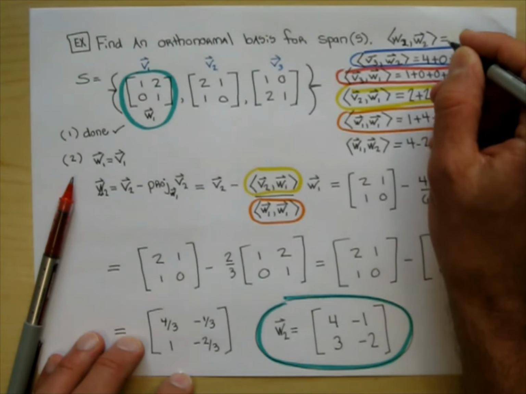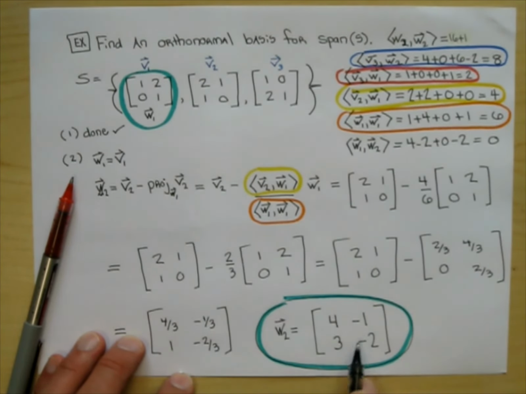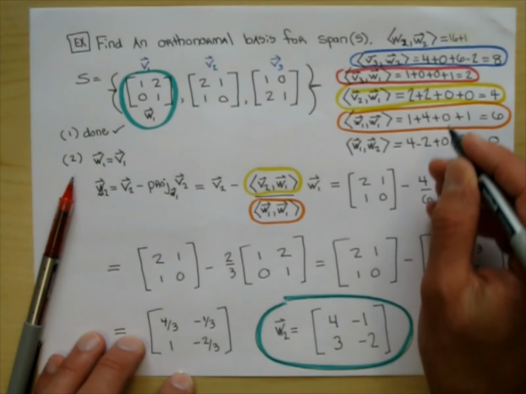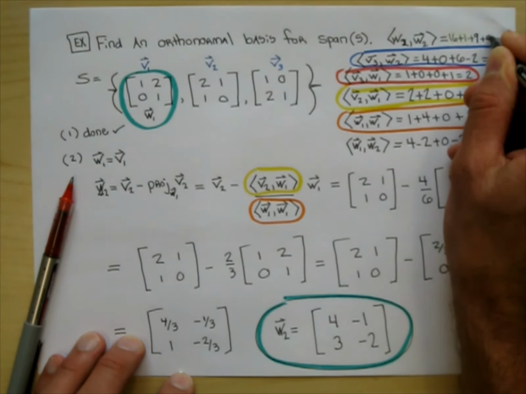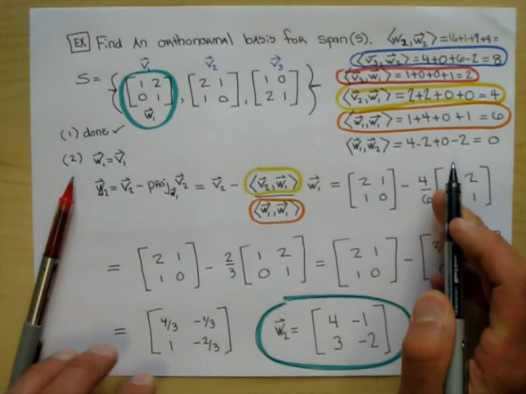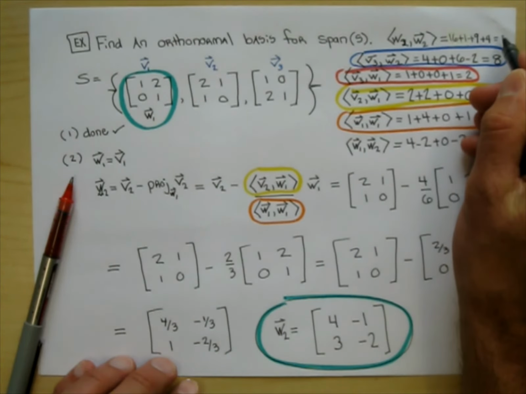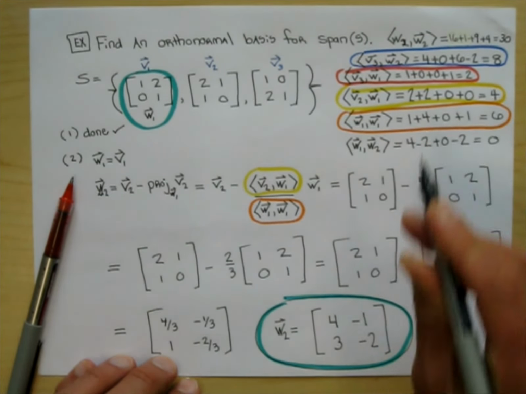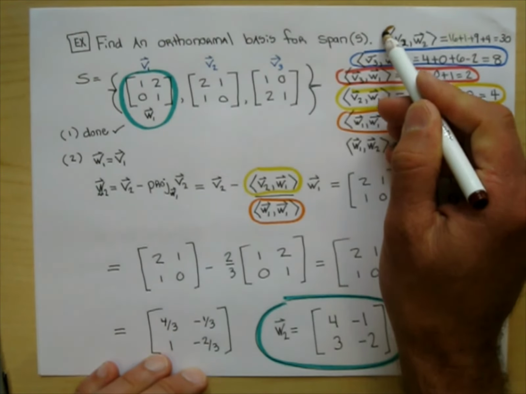So this is going to be 16 plus 1 plus, so I'm inner producting this with itself, plus 9 plus 4 plus 9 plus 4. That gives me, I think, about 30. And I'm running out of colors. I definitely don't want to use green, so I'll use brown for this one.